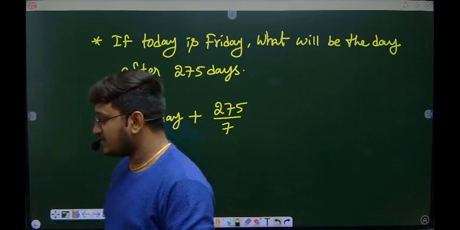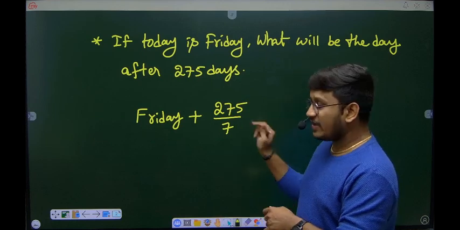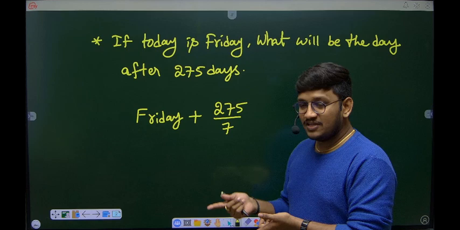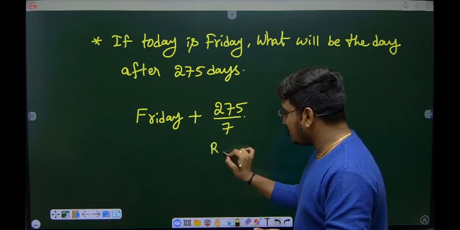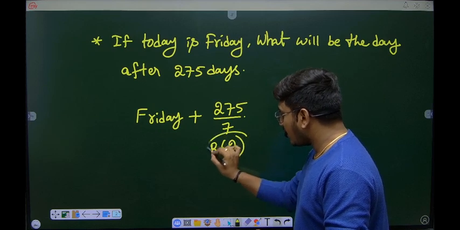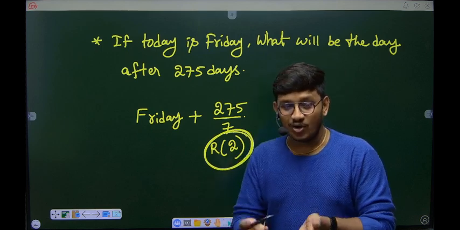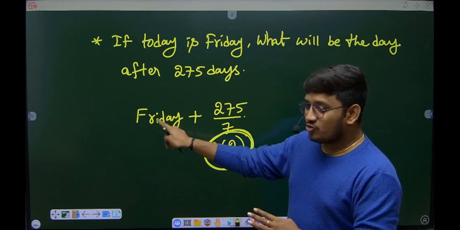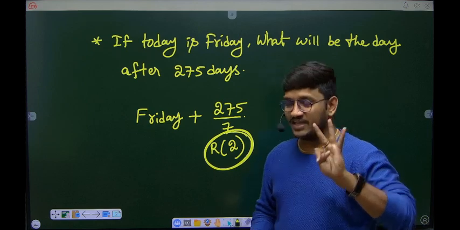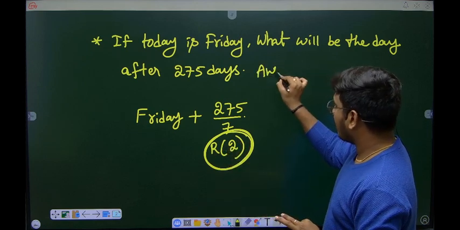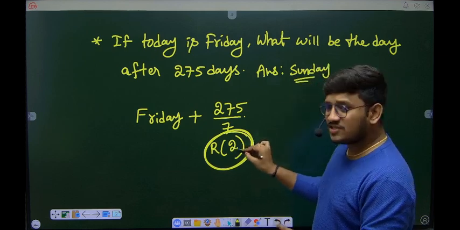Yes, very good. Exactly. Because 7 times 39 is 273, so the remainder is 2. The entire thing depends on this remainder. This remainder we call odd days. So very simple: if today is Friday, what will be the day after 2 days? Saturday, Sunday. So the answer is Sunday. It depends on this remainder.